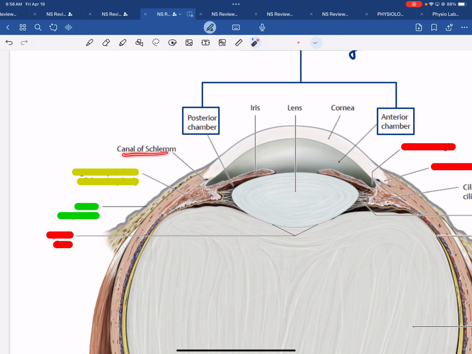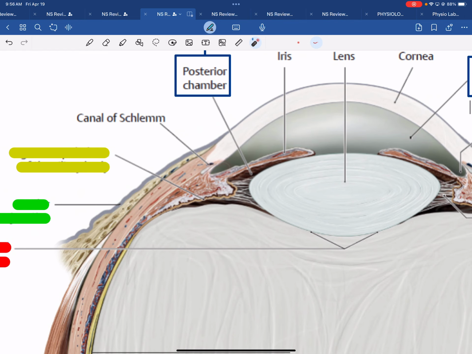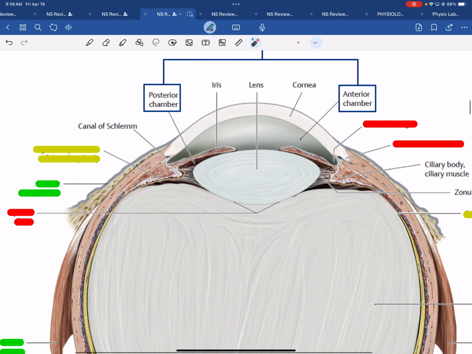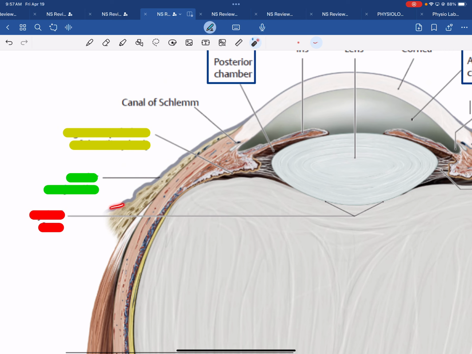Yeah, and this canal of Schlemm is always here, at this angle in between the cornea and the iris, right? So if there's anything tagged here and it's a hole, it must be that. Or if you're trying to find it on a model, it must be here, at this iridocorneal angle.